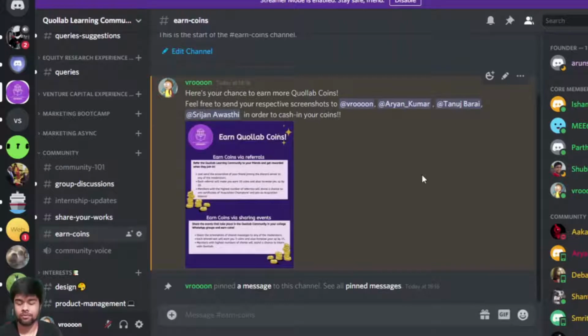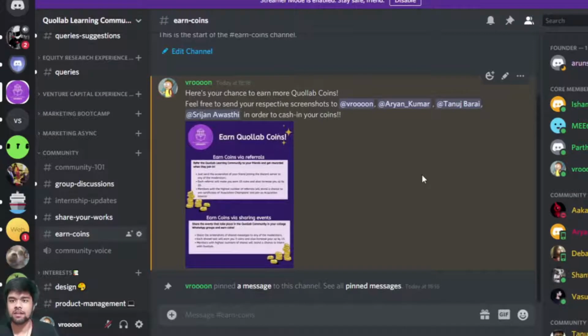Now, what are these referrals? These referrals are literally your referrals that you can send to your friends and people you know, and when they join this Discord server, you can use that referral to earn 10 Quollab coins as well as earn yourself 20 XP on this server. Now this XP is going to help you in increasing your level and rank on this server.